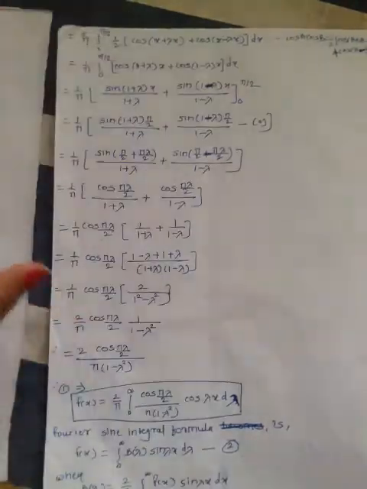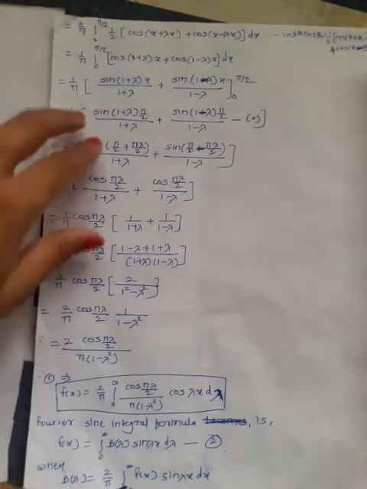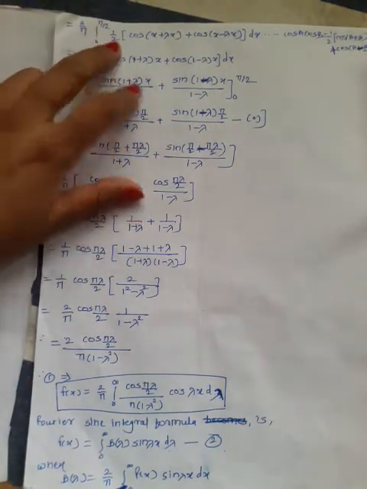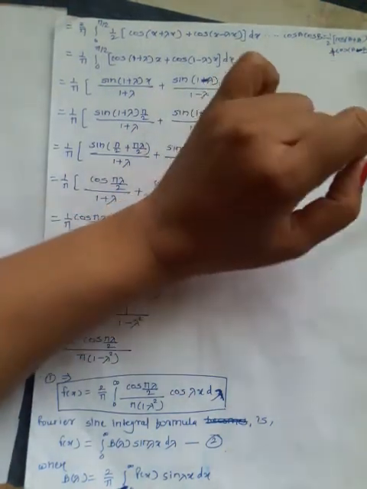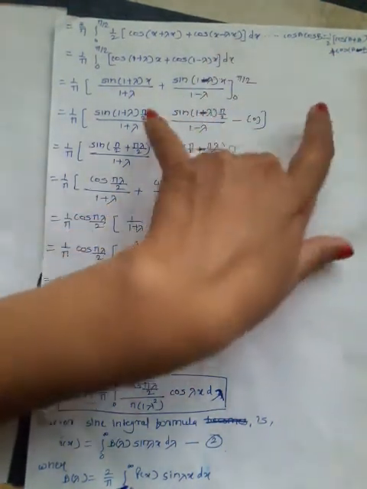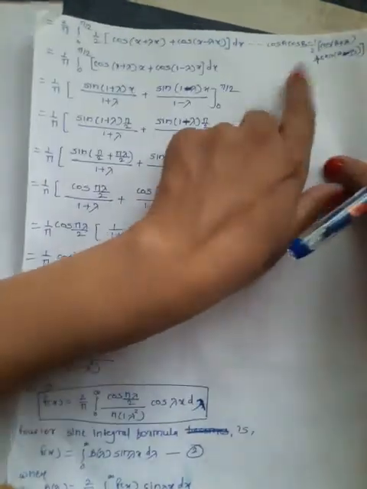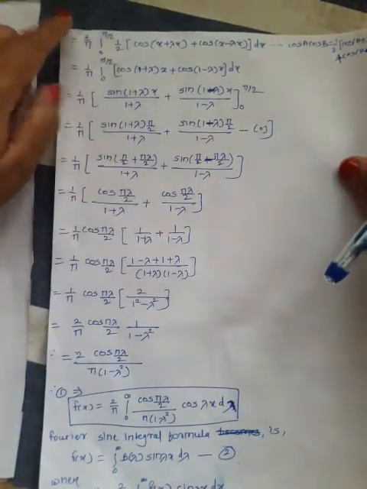What do we get? Two upon pi as it is, half cos a plus b plus cos a minus b dx. You have to write the formula, whatever the property you are going to use in the example, you have to write as the reason of this step. Okay, this is the formula. Okay, now take half outside and cancel with this 2.